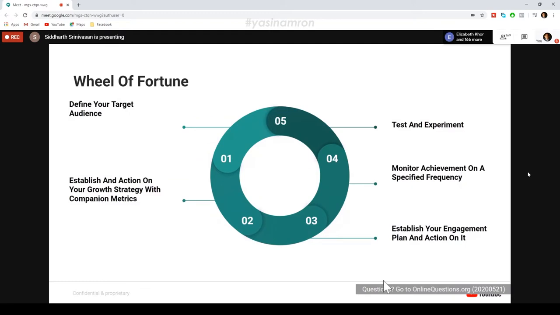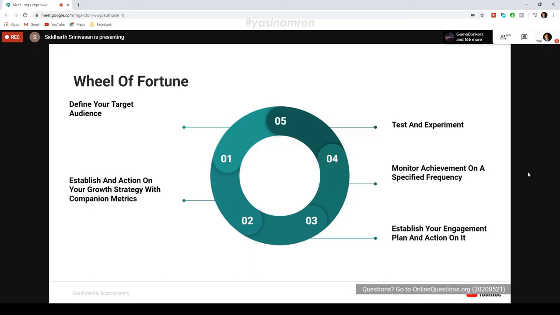So here is your wheel of fortune. I know I'm presenting a lot of models here, but maybe this is just how I mentally think about this, so I'm just sharing this with you. So what are the next steps and how do these map back to analytics? We've gone through this. Define your audience, establish an action on the growth strategy. Have a strategy in mind, then take an action. And then now we come to analytics, right? Now what happens? And you need to define a frequency.